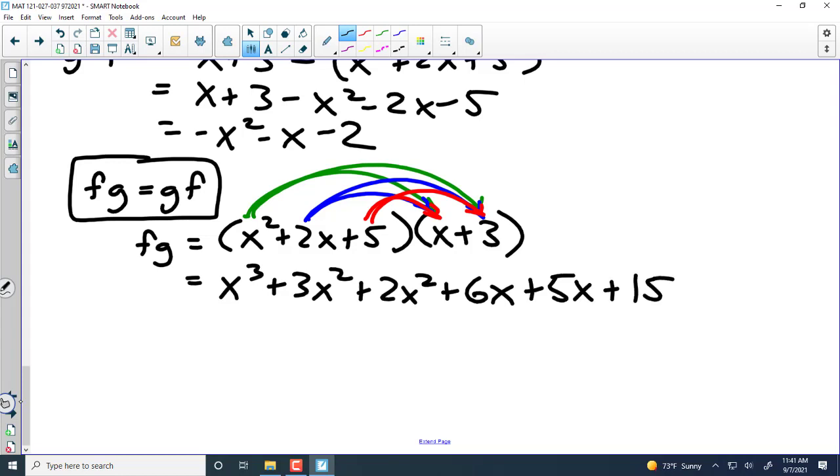Once you have your system, you can do it pretty fast. So I did it just the way my arrows said I was going to do it. I did the green arrows, then the blue arrows, then the red arrows. And if you want to, you can check, but you do get the same thing if you do g times f, but it is the same because it's multiplication.